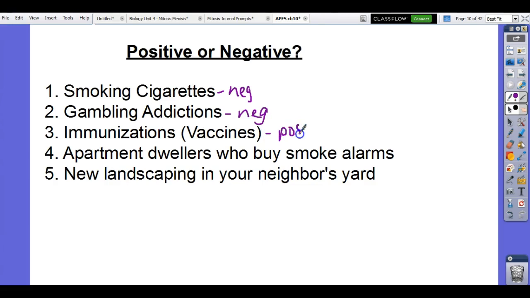Vaccines are an example of positive externality. So by you getting a vaccine, you're helping yourself, but how are you helping other people? Well, you're going to be less likely to spread that disease to other people because you are vaccinated.